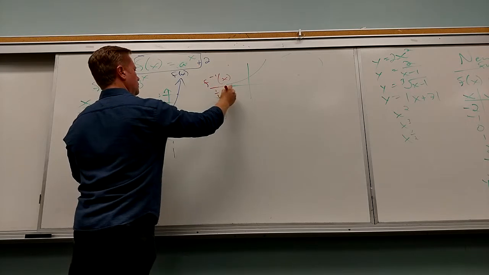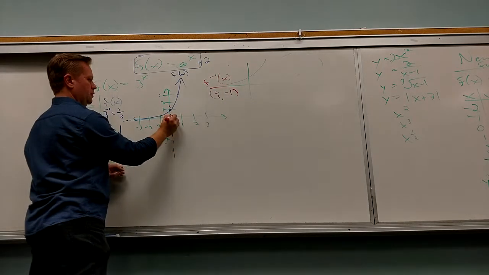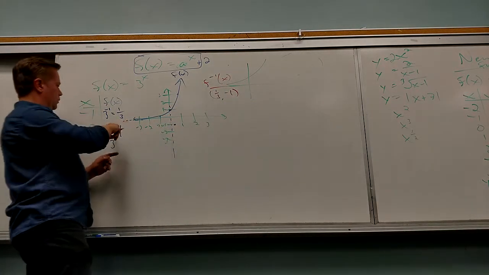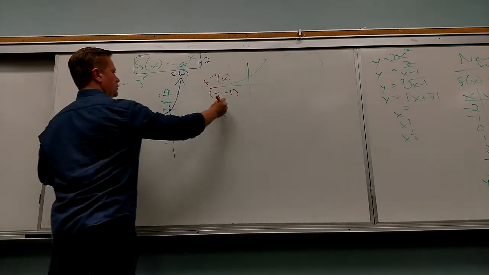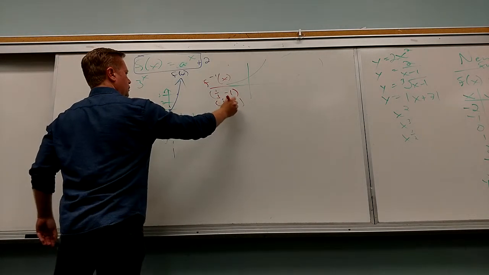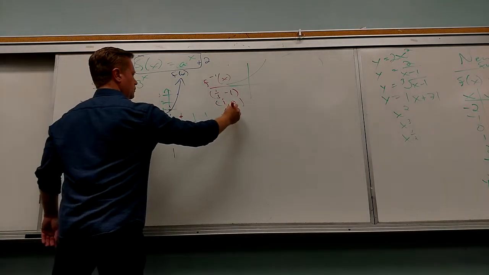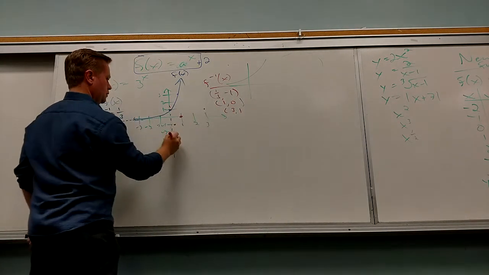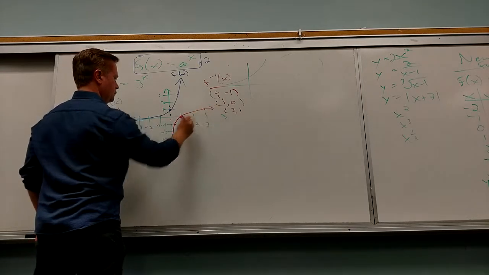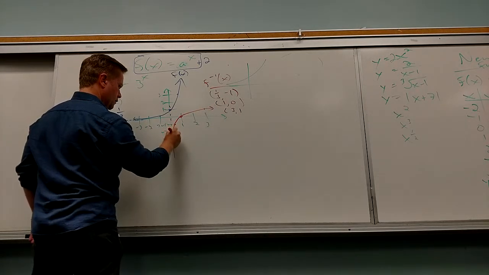1/3, negative 1. So 1/3, negative 1. This one goes through 0, 1. So this other one goes through 1, 0. Okay, so this other one goes through 3, 1. So it's going to have this shape. Let me make this more, get out of there.